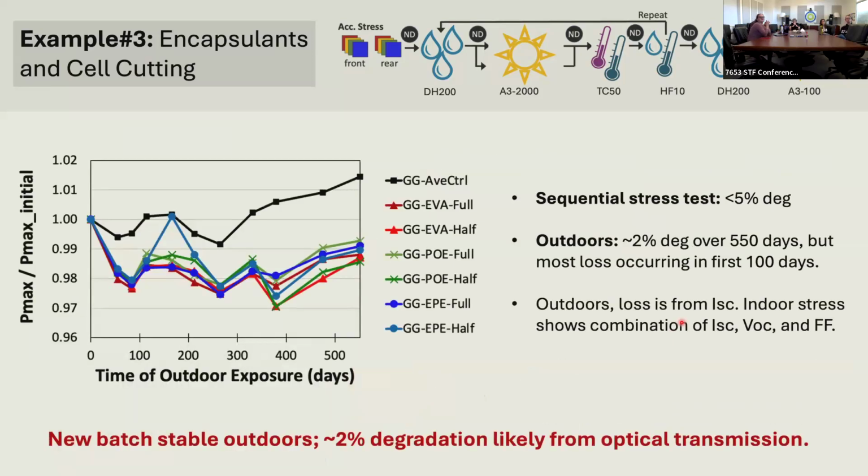So this is just those samples aging outdoors. Again, they have maybe about 2% degradation, but most of that degradation is happening in the first 100 days, and it's all associated with a change in ISC. So we have some suspicion that this degradation could just be an optical effect, maybe from the samples becoming dirty. So cleaning them could help us answer that question.